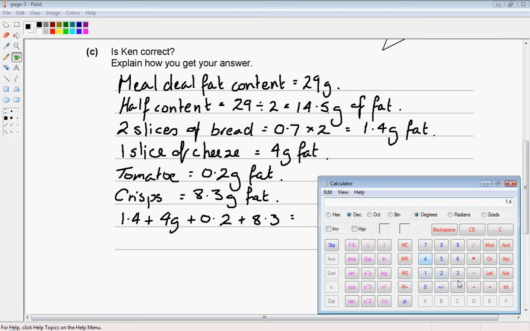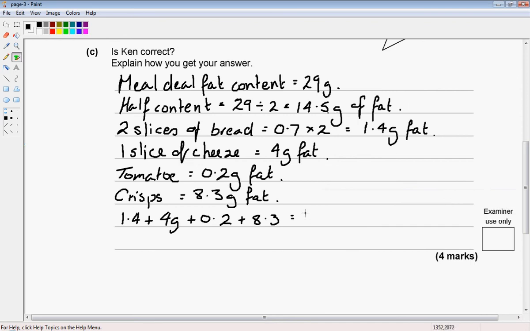So we have 1.4 grams plus 4 grams plus 0.2 grams plus 8.3 grams gives us 13.9 grams of fat.